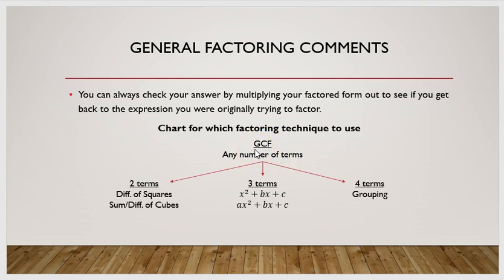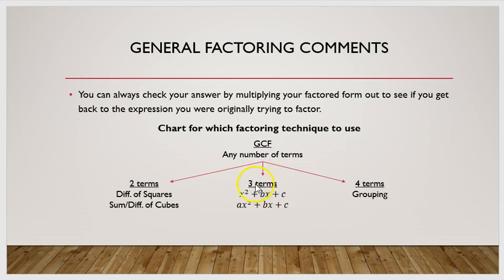So check for a greatest common factor and then look at how many terms are left in your polynomial. If it only has two terms, which we usually call a binomial, then you only need to worry about the difference of squares or the sum and difference of cubes. So these will only come into play if you see things to the second or the third power.